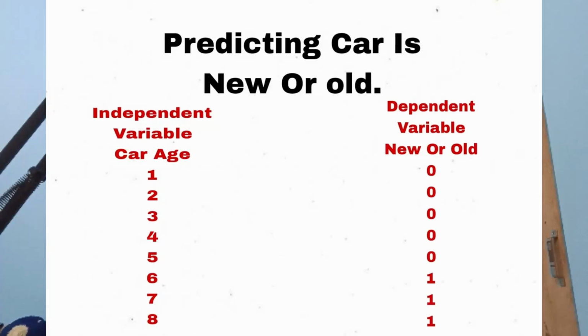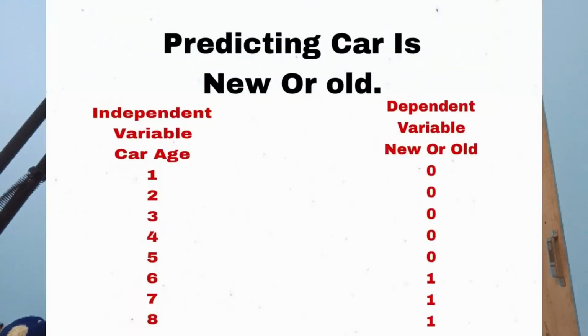The difference between linear regression and logistic regression is that in linear regression both the independent and dependent variables are continuous data, whereas in logistic regression the independent variable is continuous data and the dependent variable is categorical data. We can have multiple independent variables, but we can have only one dependent variable, which means yes or no, old or new, for example.